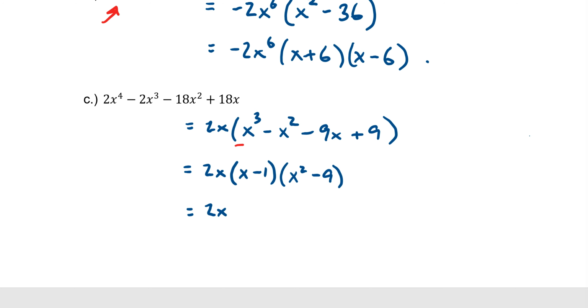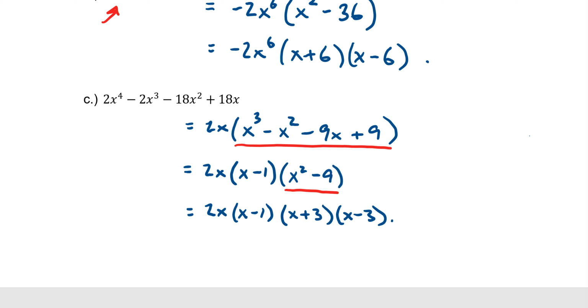So we had to do grouping here, and then from the grouping, we had to do difference of squares. So we get 2x times x minus 1, and x squared minus 9 factors to x plus 3 times x minus 3. We have these four linear factors, because they have exponents of 1 on the factor, and we are done. Okay, so that is the review for distributing and factoring.